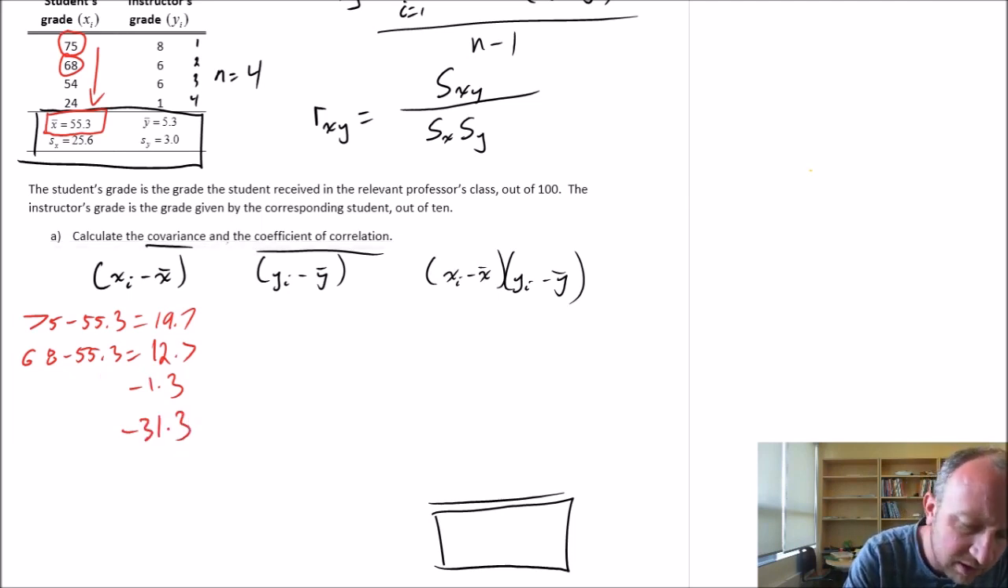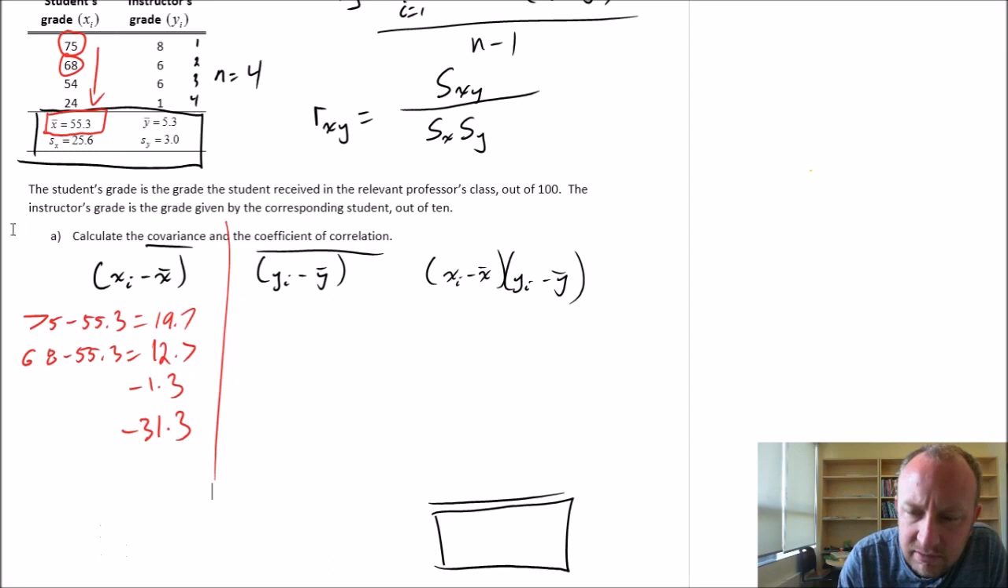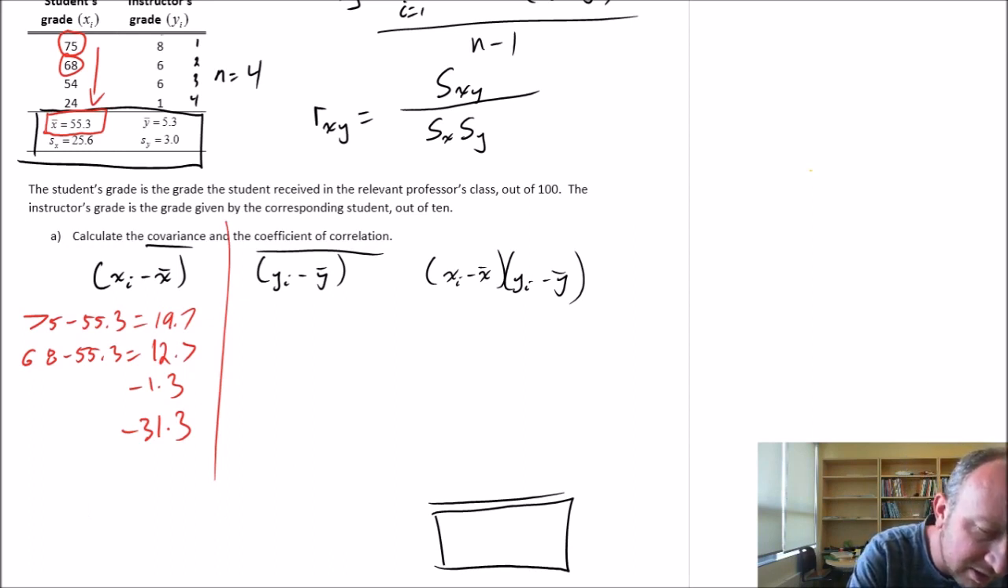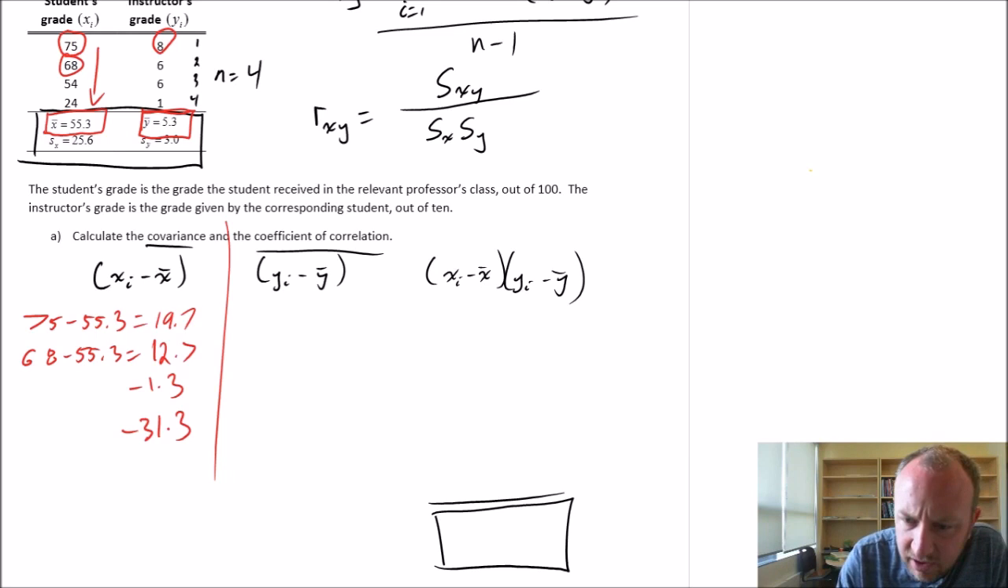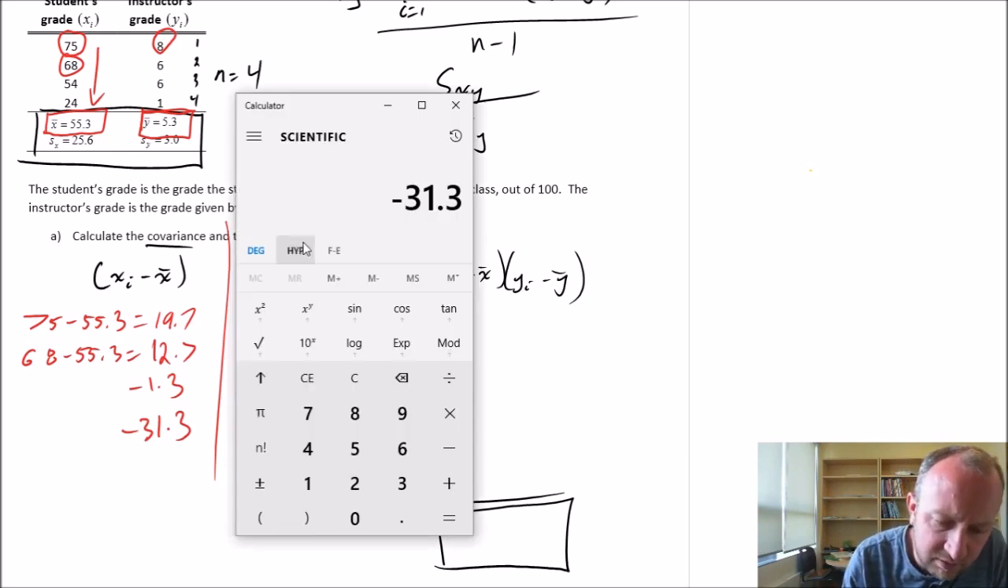Okay, so that's it for the x. Now we do exactly the same thing for the y. So I'm going to start here, and now this is my mean of interest, 5.3. So our first, let me move that over out of the way.